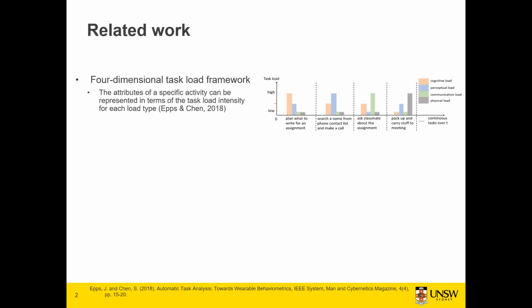A little bit of background. As we want measures to be effective for different tasks, how do we categorize different tasks? The four-dimensional task load framework proposed 4 types of task load: cognitive, perceptual, communication, and physical load. Any task can be represented in terms of the load intensity for each load type. For example, if we plan to do something, then this task has a high cognitive load because of thinking. Perceptual load can be medium or low depending on how much visual information is involved. Physical and communication load are low because of little body movement and speaking.